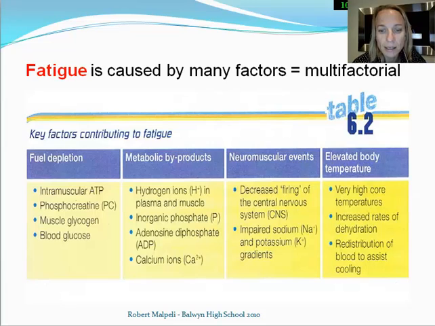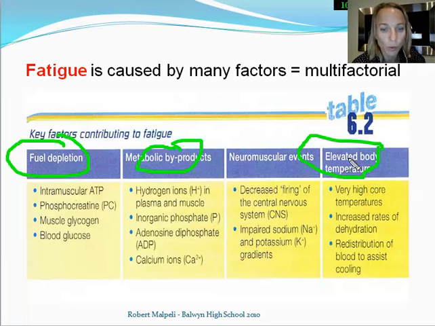So fatigue is caused by many factors, and the term used is multifactorial, which means that there are multiple reasons for athletes fatiguing, which fatigue, we get a decrease in performance. The main areas as outlined in the study design, we're going to look at fuel depletion, metabolic byproducts, and thermoregulation, or elevated body temperature. And we'll look at the strategies for managing these fatigue factors.